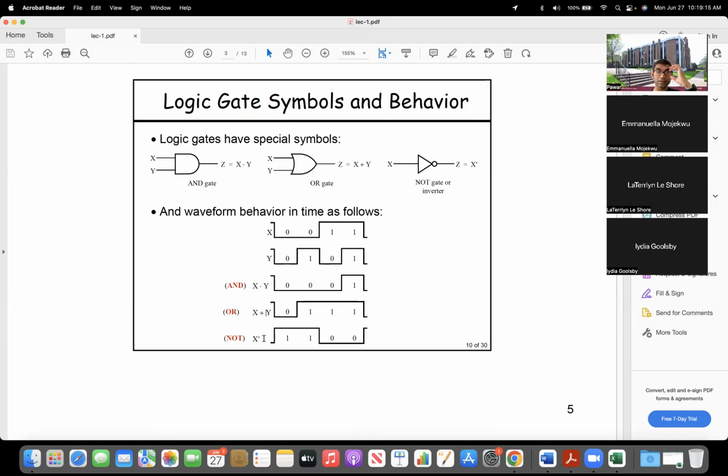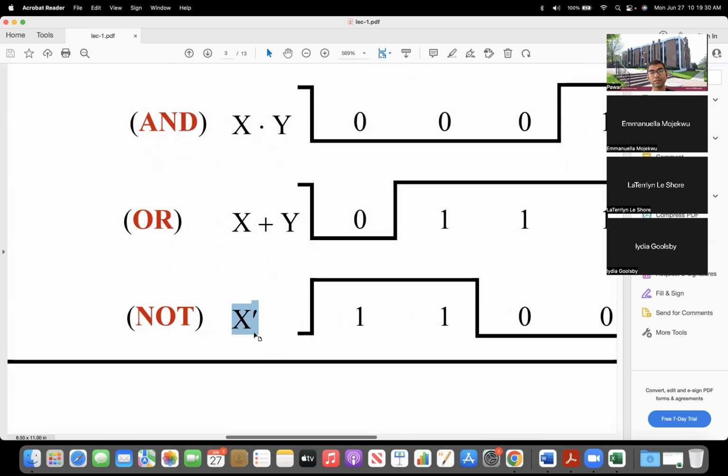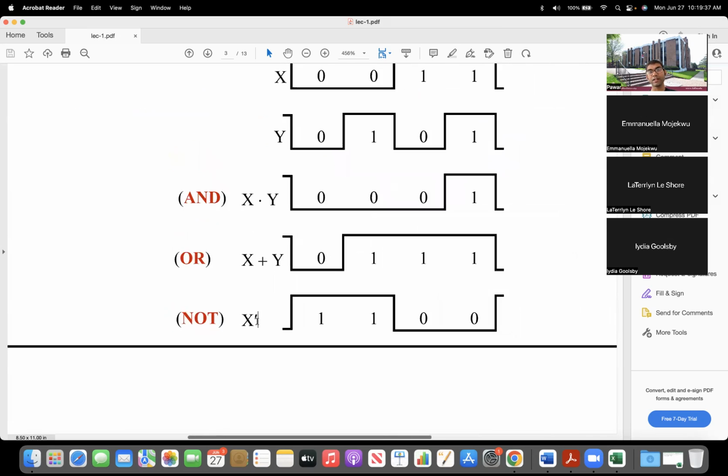Not of X, right? So if you see this value here, it's an X complement, or not of X. There's an X with this complement symbol here. You see this small symbol here, right? This is a very unique symbol to present not of X, the opposite of X.